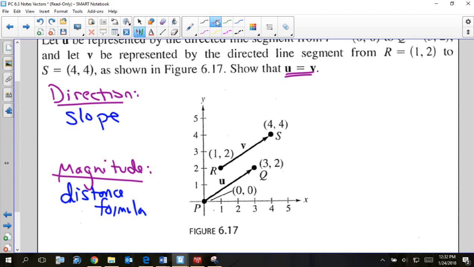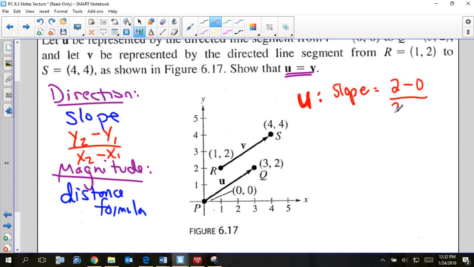So we'll start with vector u. So the slope for vector u, do you remember the slope formula? I'll write it over here. y2 minus y1 over x2 minus x1. Good. So the slope for u is going to be, y2 is 2 minus 0 over 3 minus 0, 2/3.